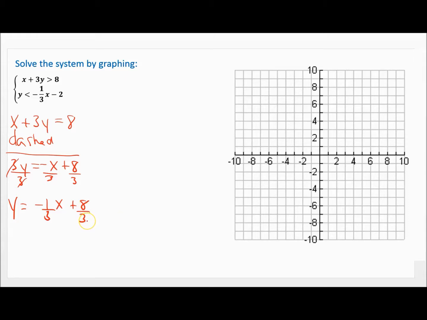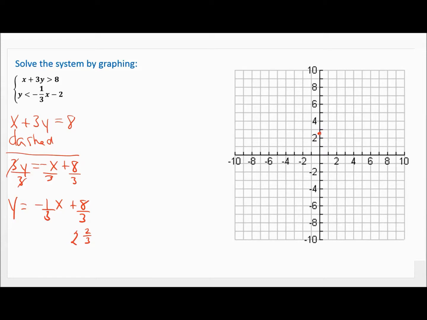You know how big 8/3 is, right? 3 goes into 8 2 times with 2 left over, so that's really 2 2/3. I'm going to go up here to 2 and about 2/3 and make my dot. And then I'm going to count down 1 and right 3. And you say down 1 from there, and my dot disappeared. There's 2 2/3. There it is again. I'll make it bigger. There it goes.